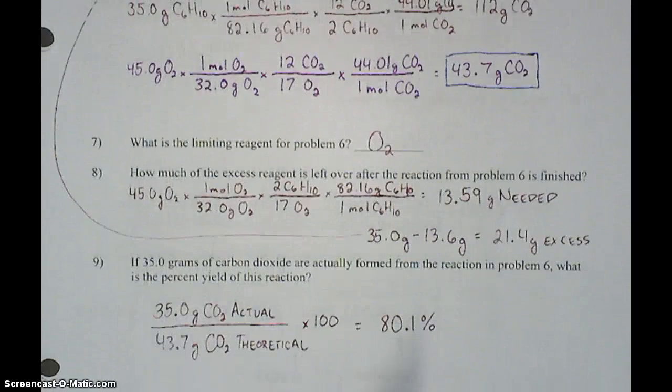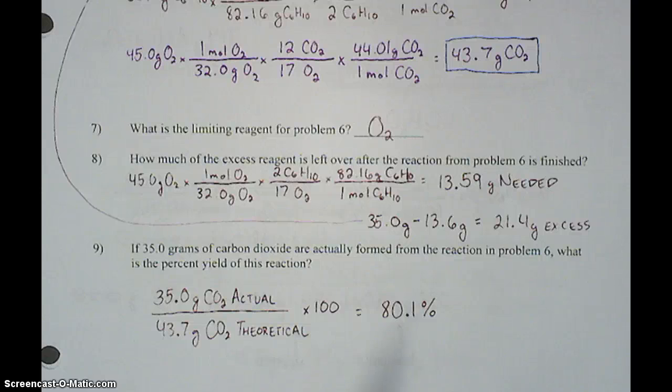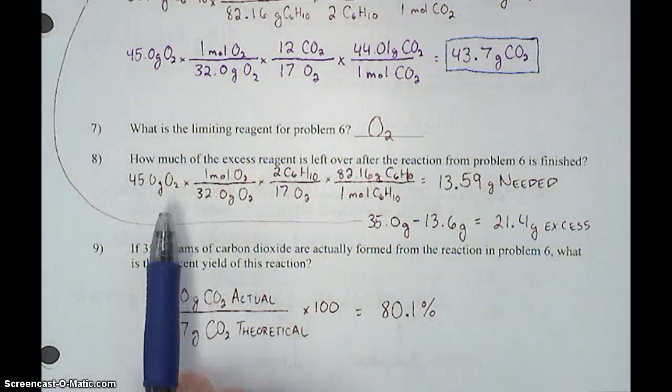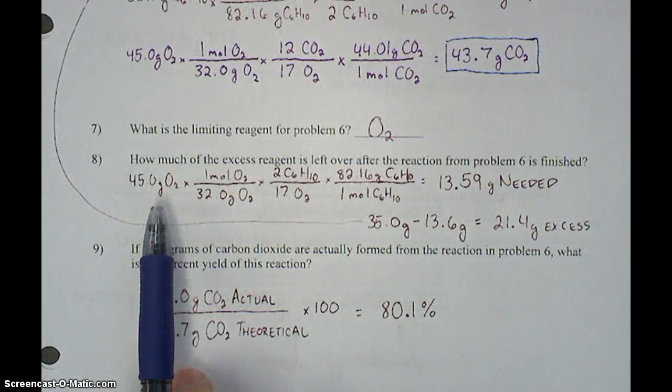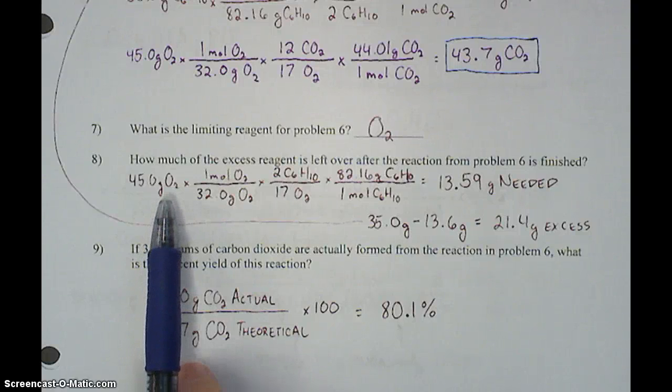Question number 8 asks us how much of the excess reagent is left over after the reaction from problem 6 is finished. For that, I'm going to take my limiting amount of oxygen, and I'm going to solve for how many grams of C6H10 are needed.